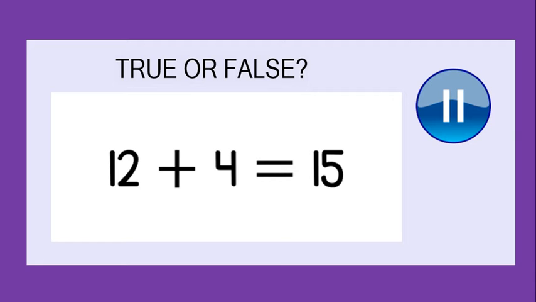True or false? 12 add 4 equals 15. Now when I say I want you to use your understanding of number bonds, I want you to be looking at numbers and I want you to be breaking them apart. So here we've got the number 12 and it's 1 ten and 2 extra ones. So look at that 2 there. What does 2 add 4 make? Because then if you add that number to your 10, it will tell you whether it's true or false. So that's what I mean when I say use your number bonds.